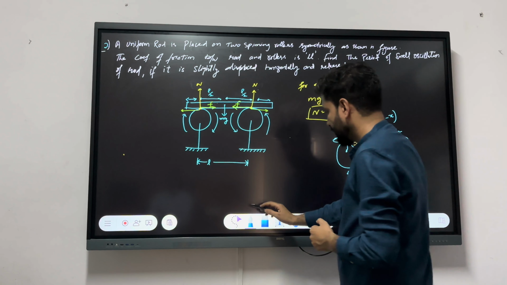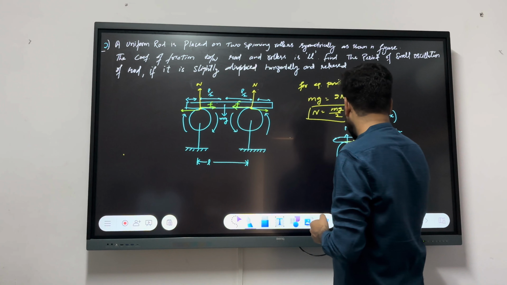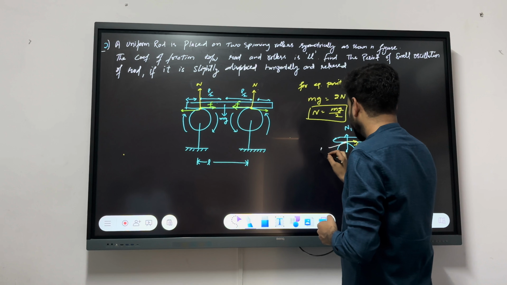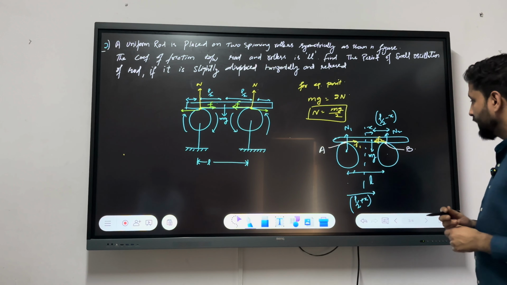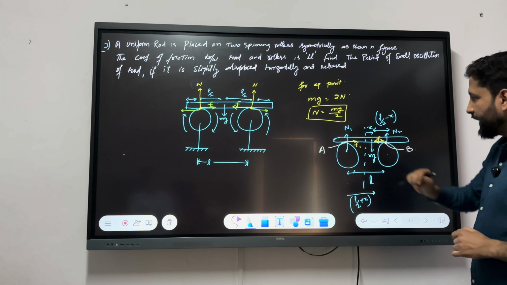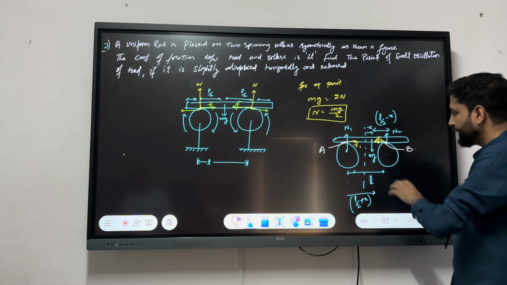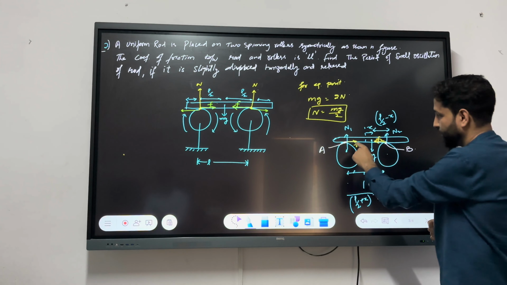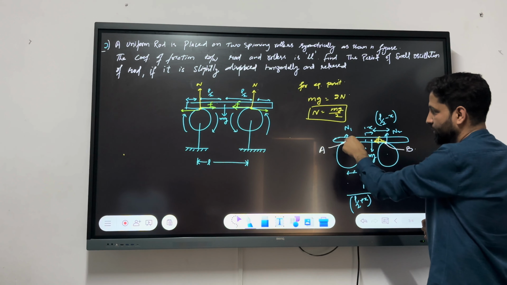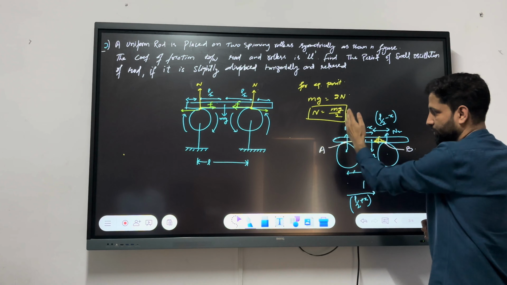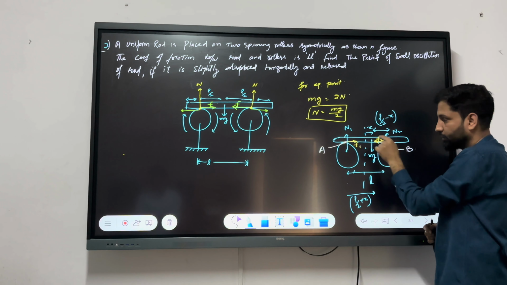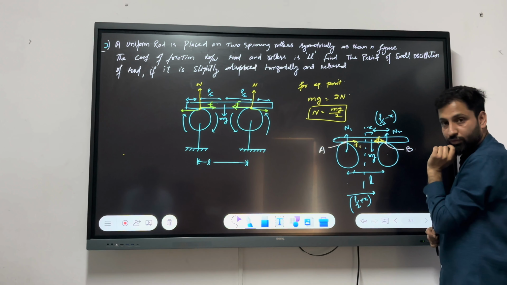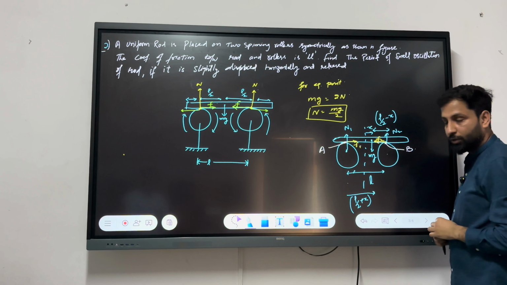So let's label the points: let this point be A and let this point be B. What about A? About A, can we say that the net torque is 0? Yes, because the torque of this force is 0, the torque of N1 is 0, as it crosses through this point. The line of action of F2 is going through this point, so the torque of F2 is 0.